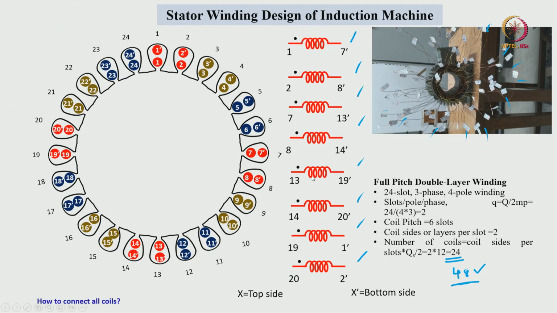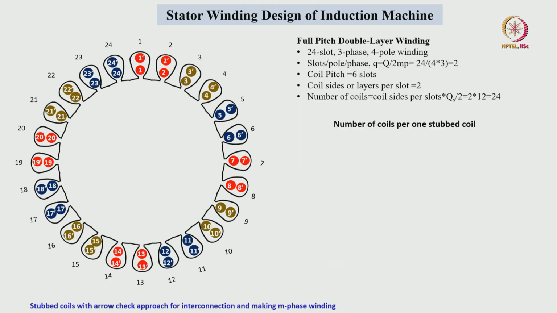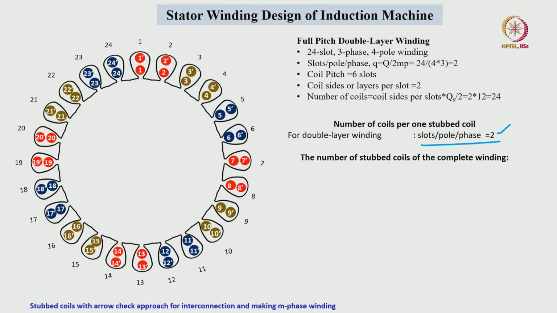So, how to connect these 48 terminals? For that we will follow the stubbing method with arrow representation. The number of coils per one stubbed winding with respect to double layer winding is equal to slots per pole per phase. The number of stubbed windings to make the complete machine winding is, slots per pole per phase into pole pairs, that will give 12 stubbed coils we have to make.